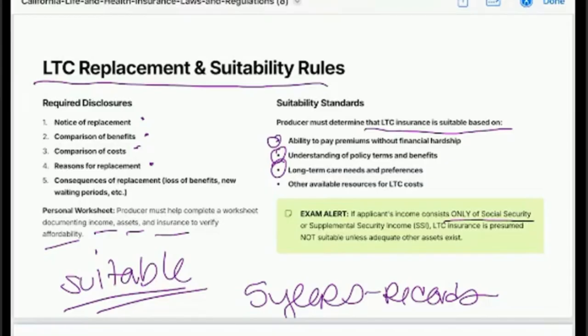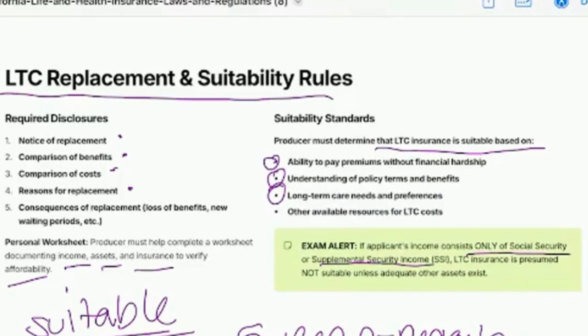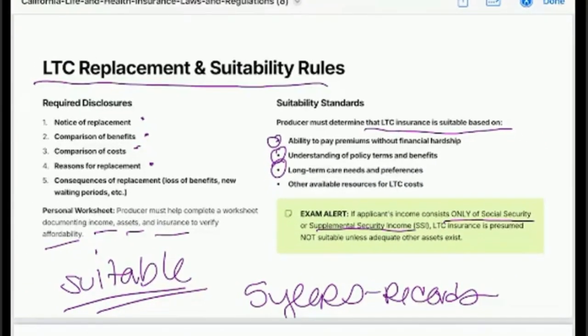Okay, so if they ask you, Barbara only has Social Security income, would it be beneficial to be putting her in a long-term care policy or having her purchase a long-term care policy? Without them giving you any other information, the answer is generally going to be no.